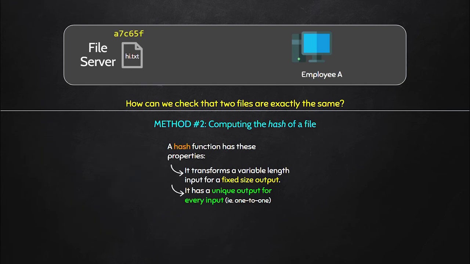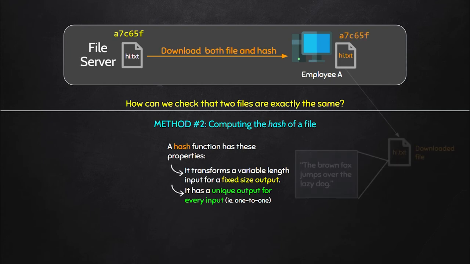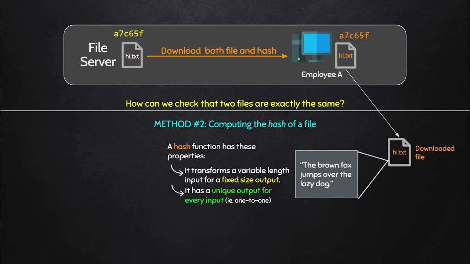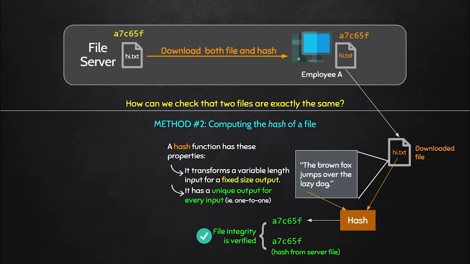When employee A decides to access the file, both the file and the hash digest are downloaded from the server into the computer of employee A. Before granting employee A the access, the computer will first compute the hash of both the file contents and the file name in a similar way done in the server. This is to verify that the computed hash in employee A matches the hash downloaded from the server. In this case, we managed to verify that the two hashes are equal. This means that the contents of the file are exactly the same on employee A and the file server.